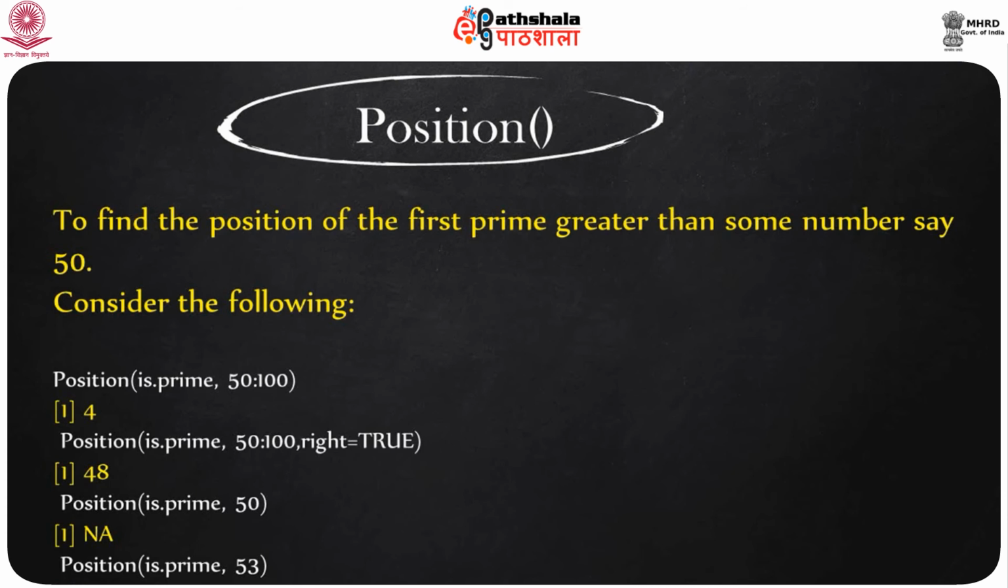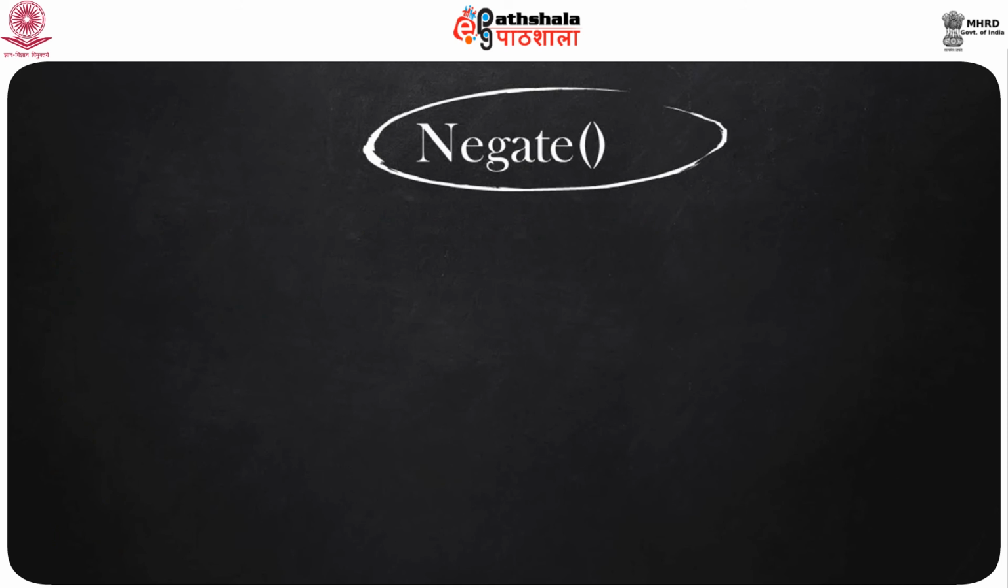Again, here also, since 50 is not a prime, the position is given as not available. And if we consider the prime 53 only, then 1 is shown as the output, although it does not make much sense here. This is the function negate.